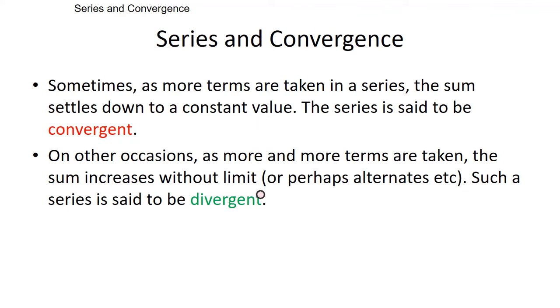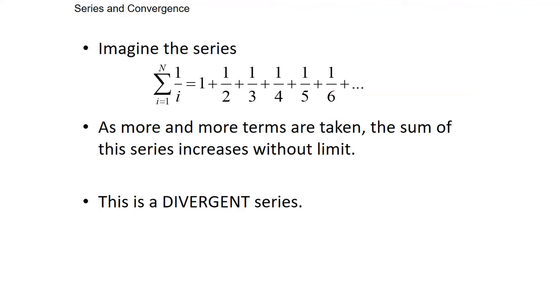On the other hand, it might be that as you take more and more terms, the sum increases without limit. If that happens, the series is said to be divergent. Here we have an example of a divergent series. We use the sigma notation here, but we can write out the first few terms: the sum from the first term to however many terms we want of 1 over i. So we have 1 plus a half plus a third plus a quarter, and so on.